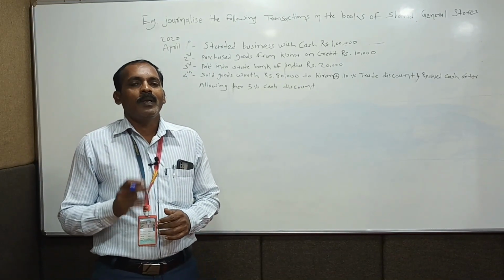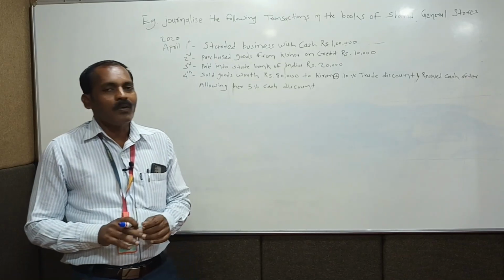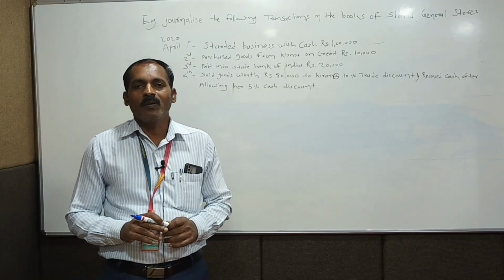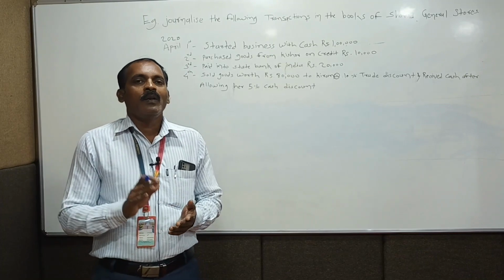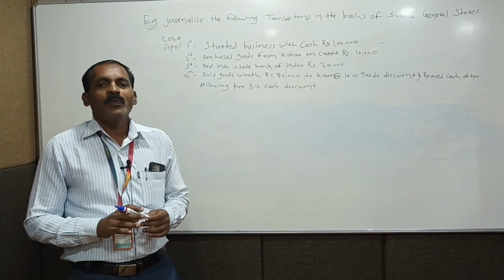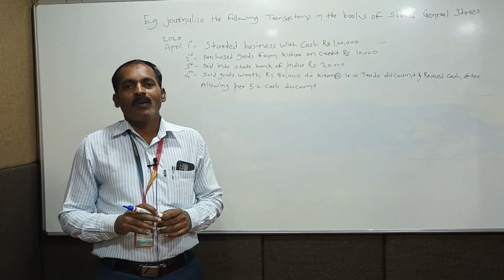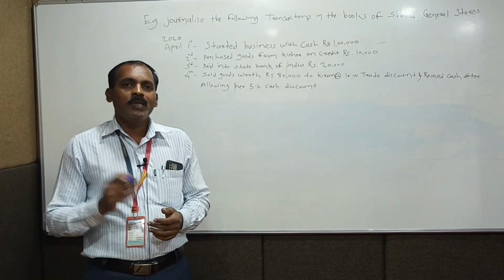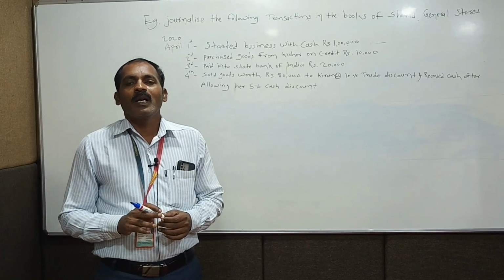The rule applicable to a personal account is: debit the receiver and credit the giver. The proprietor gives cash to the business. So the proprietor is the giver, so the capital account is credited, and cash comes into the business, so the cash account is debited.